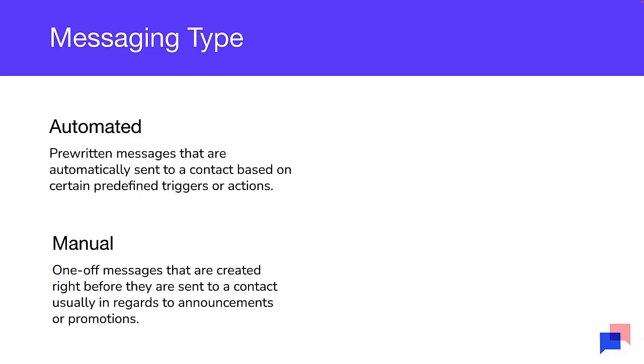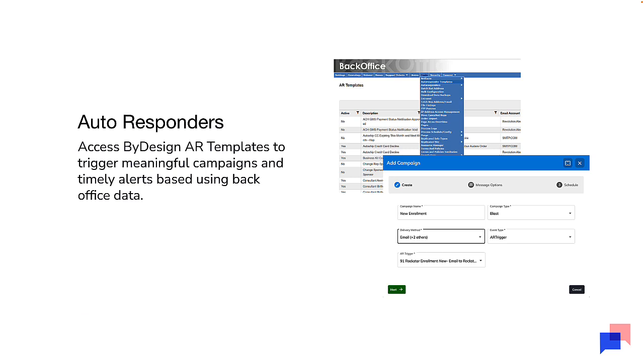Now, there are two types of messages that you're going to be sending. Number one, automated messages. That's probably the most popular type of messaging. These are pre-written messages that someone on your team already has campaigns or templates built for, and they're based off of predefined triggers or actions. This is where I bring up the AR templates, the automated responders that ByDesign has.